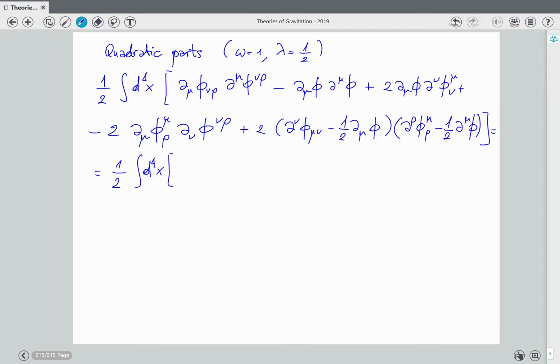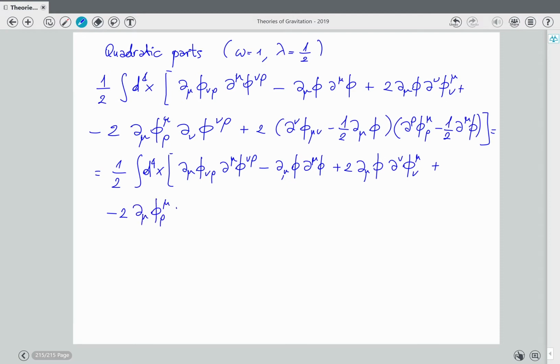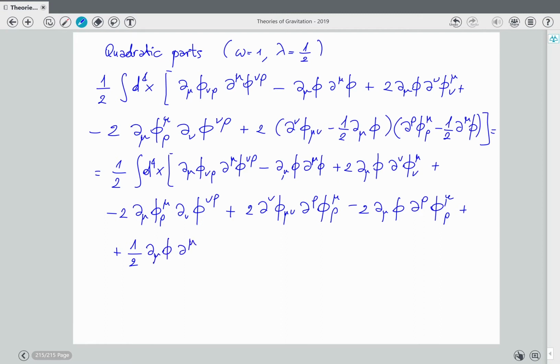First, 4 terms must be copied. Nu rho partial mu phi nu rho minus partial mu phi partial mu phi plus 2 partial mu phi partial nu phi nu mu minus 2 partial mu phi rho mu partial nu phi nu rho. And then we have to add the rest, plus 2 partial nu phi mu nu partial rho phi mu rho. Then there is the double product, 2 minus 1/2 minus 1 minus 2 partial mu phi partial rho phi mu rho. And finally, plus 2 minus 1/2 minus 1/2, so that is plus 1/2 partial mu phi partial mu phi.